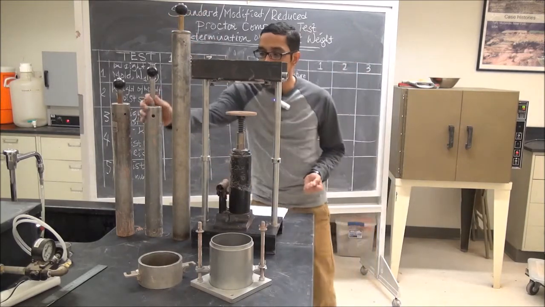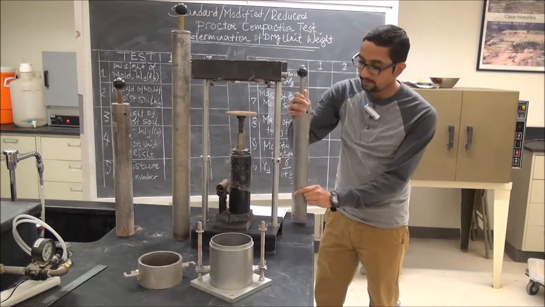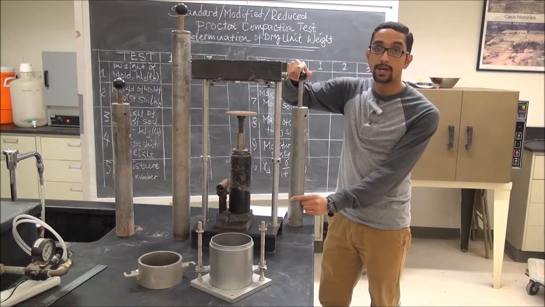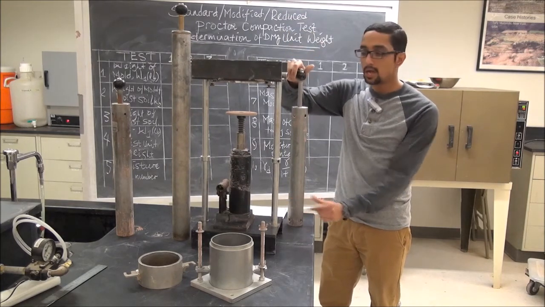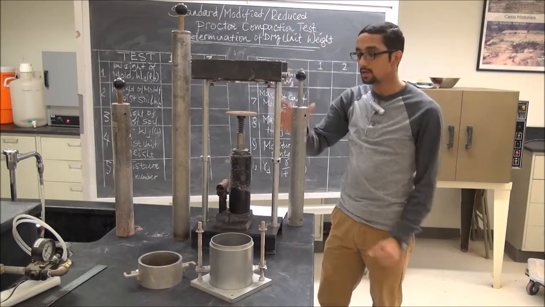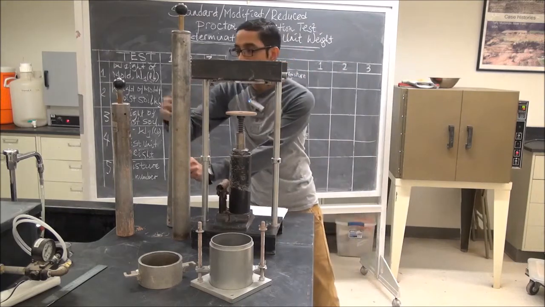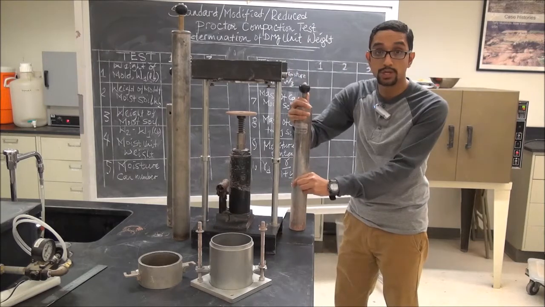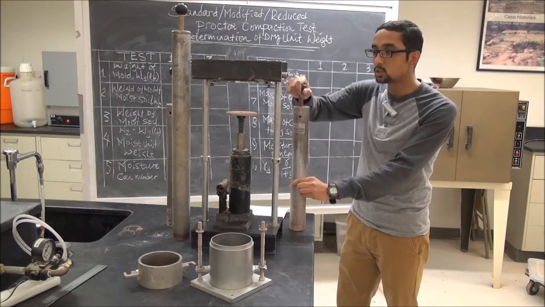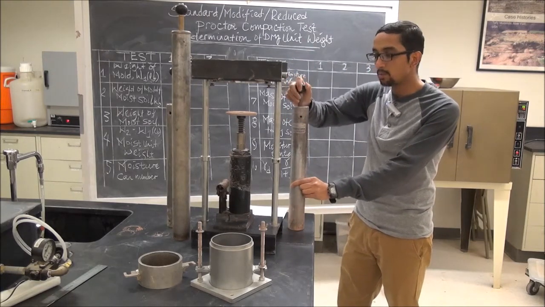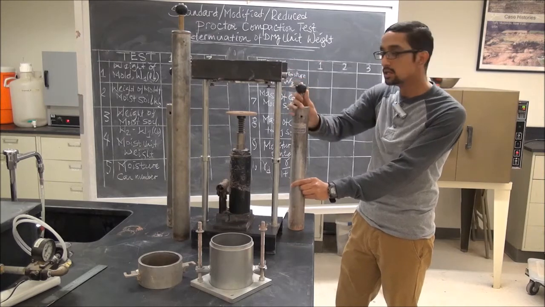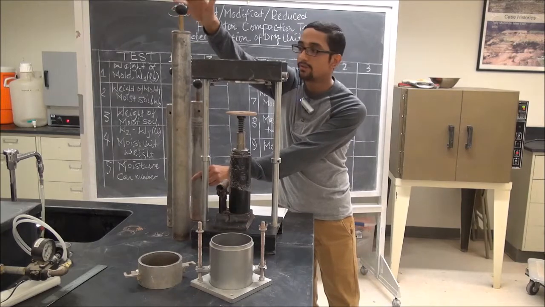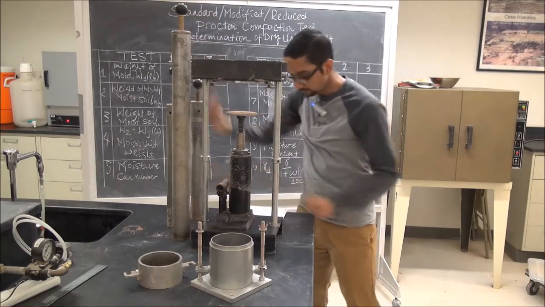Similarly, for the standard, we'll be using a 5.5 pound hammer falling from 12 inches high, and we'll compact the soil in 3 equal layers, and the number of blows is again 25. For the reduced test, we'll again use a 5.5 pound hammer falling from 12 inches high. We'll compact the soil in 3 equal layers, and the number of blows in this case is just 15. So as you can imagine, the density changes from modified to standard to reduced.